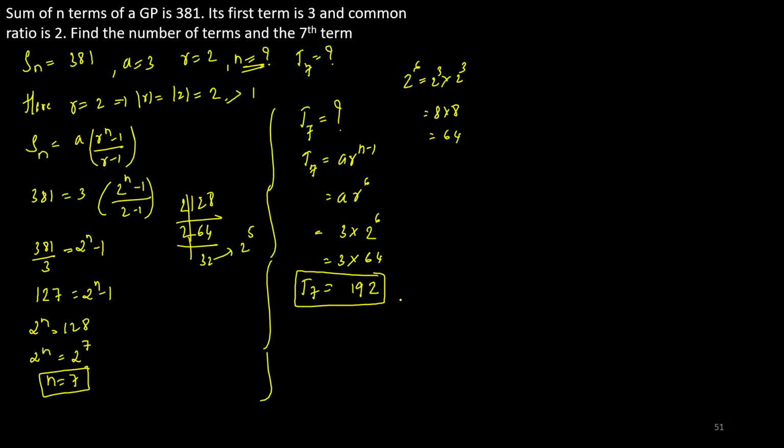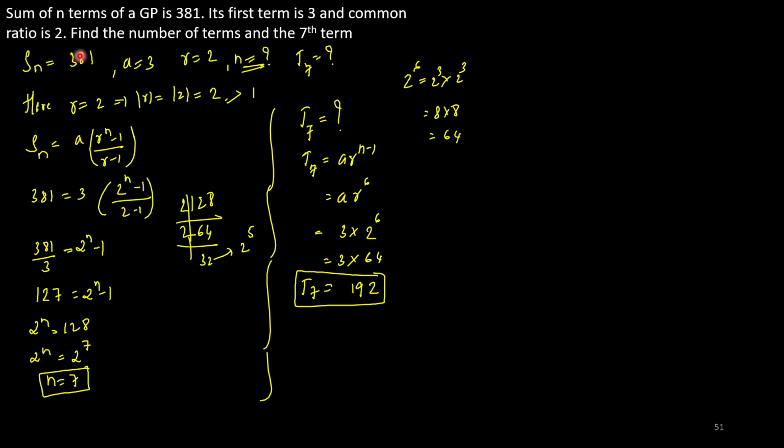I will explain this again. So here it is given to you, see what is given over here. Sn is equal to 381 is given to you, and a, it is nothing but the first term, which is given to you as 3, and r, that is common ratio, is given to you as 2, and n is how much, then T7 is how much you are supposed to find out.